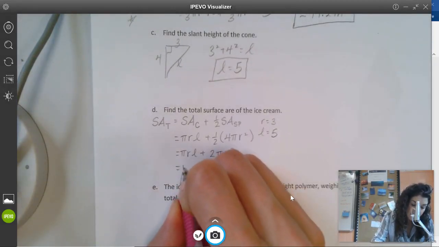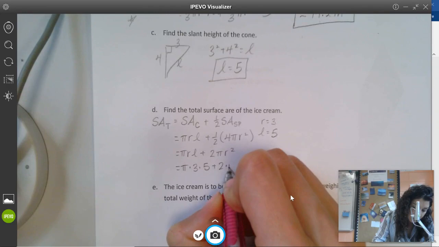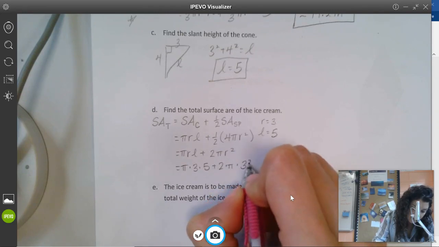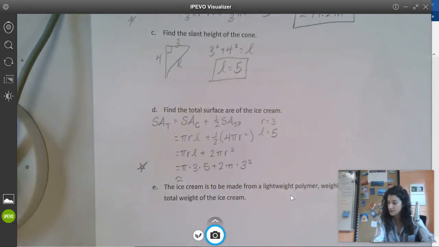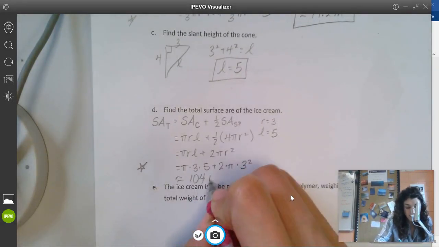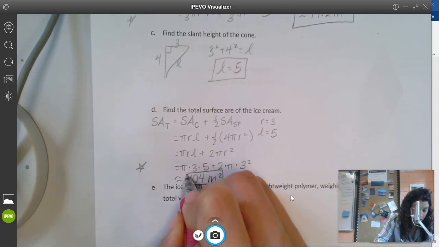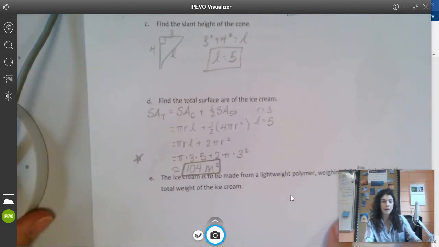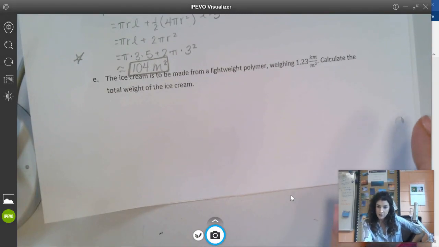Now I get to plug things in. And go ahead and tell me what that comes out to be. To 3 significant figures, we get 104 meters squared. All right, go ahead and see if you can try and answer E on your own.